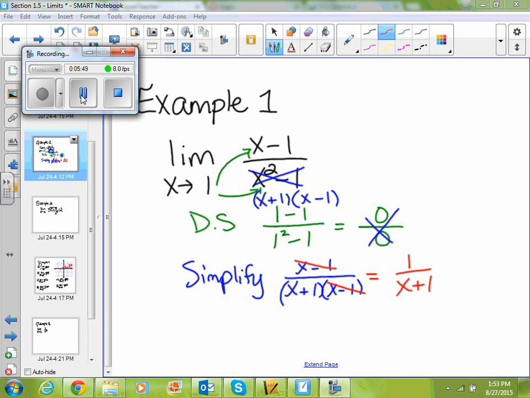So if I try direct substitution again on my simplified problem and plug in 1 for x, I get 1 divided by 1 plus 1. And 1 plus 1 is 2, so I get 1 divided by 2, or 1/2. So since I actually get a number solution, then I know that that's going to be my limit. So my limit as x approaches 1 of that equation is 1/2.